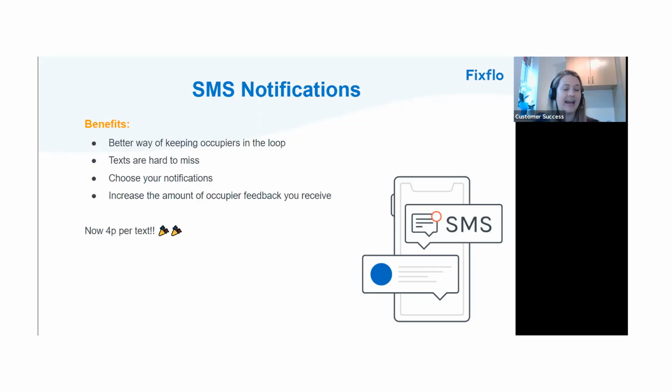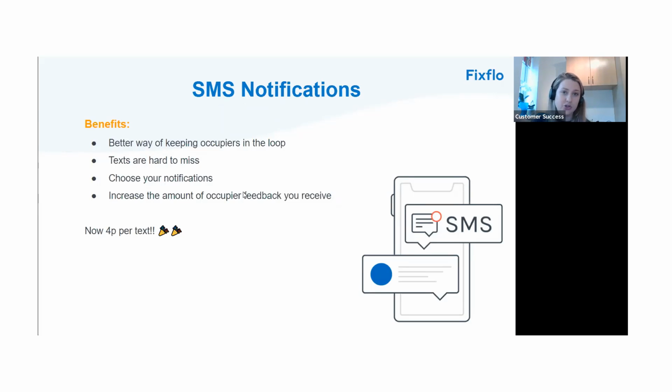I'm sitting here now, my phone's next to me. I'm sure you are sitting there with your phone next to you. If you get a text, it's almost impossible to miss that, whereas emails can be much harder to see or keep on track of, if you like. So please, SMS notifications really are a great way to inform your occupiers of things. You can choose your notifications as well.